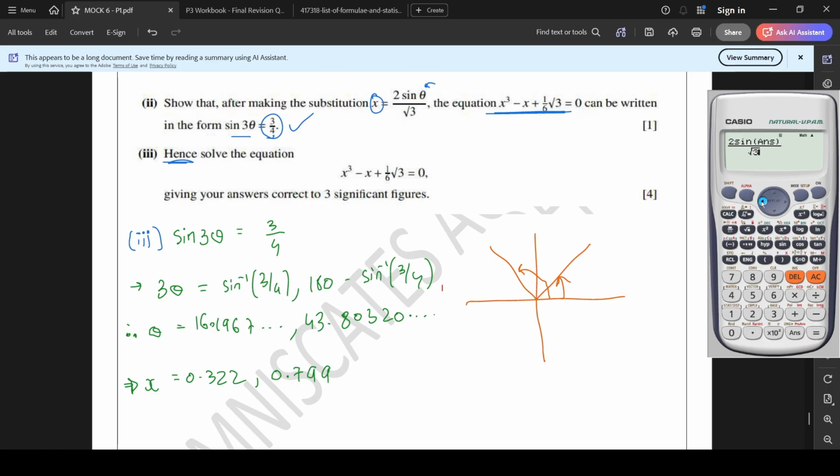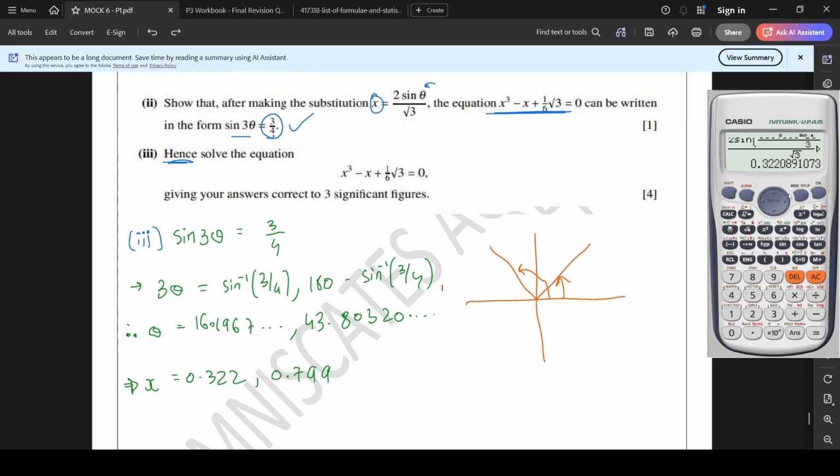Now if I repeat this process for the second angle also, where I know that in place of theta, I need to divide by 3, and on the top I'll be having 360 plus 180. I'm just adding 360 to this angle basically. So let me do this in my calci: 360 plus 180 minus sine inverse of 3 by 4. And yeah, I think if I press answer, you are getting 0.322. So now students are thinking that there are only two solutions.